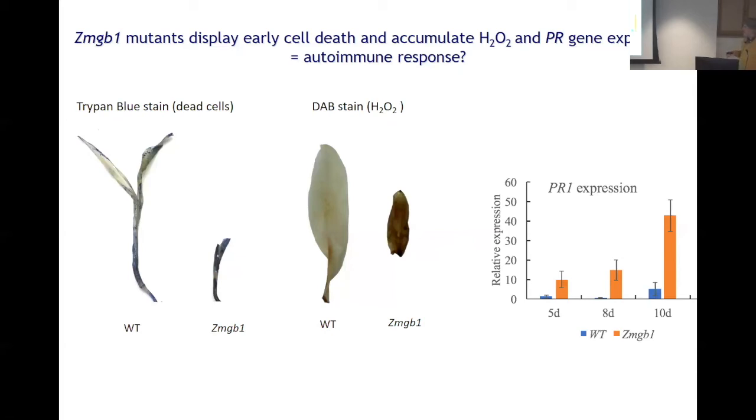So we think this is some kind of autoimmune response. And it makes sense based on what I'll tell you next. We also grew the seedlings under sterile conditions, and they still died. So it's not a pathogen thing. They're just killing themselves.